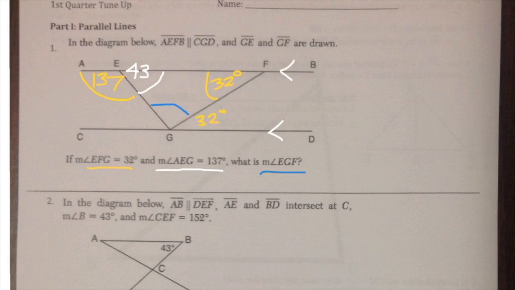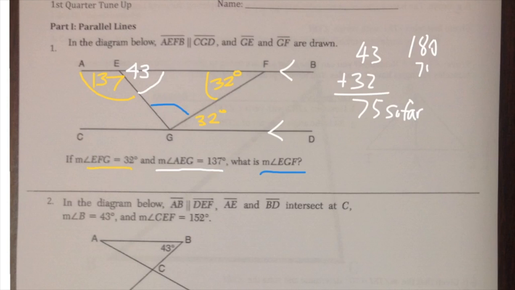So I know that this angle here in white would have to be 43 degrees to complete 180 degrees. And then I can use the fact that this triangle here adds up to 180 degrees. So if I got 43 and 32, so far I've got 75. So that means that the last angle would have to be 105 degrees, because this is my total, 180 in a triangle. Subtracting away gives me 105 for this angle in blue.